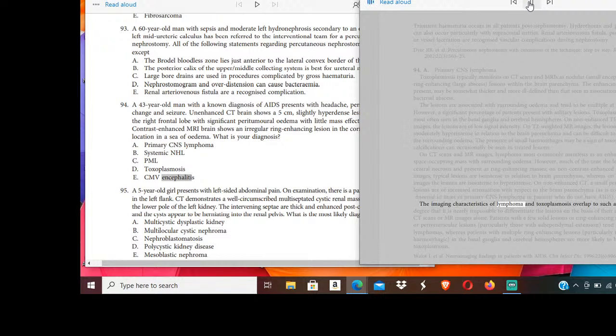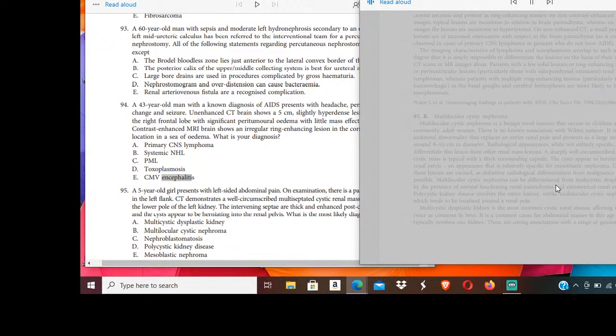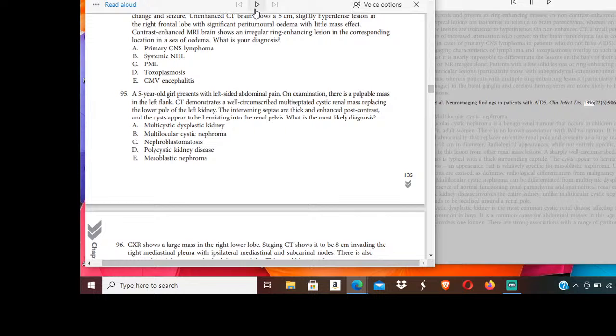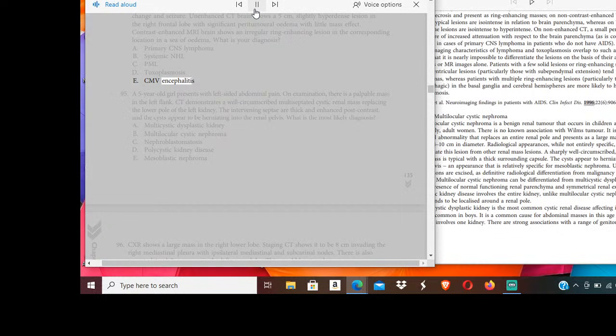The imaging characteristics of lymphoma and toxoplasmosis overlap to such a significant degree that it is nearly impossible to differentiate the lesions on the basis of their appearance on CT scans or MR images alone. Patients with a few solid lesions or ring-enhancing subependymal or periventricular lesions, particularly those with subependymal extension, tend to have lymphomas, whereas patients with multiple ring-enhancing lesions, particularly those that are hemorrhagic in the basal ganglia and cerebral hemispheres, are more likely to have toxoplasmosis. Wallet et al. Neuroimaging findings in patients with AIDS. Clin Infect Dis 1996.